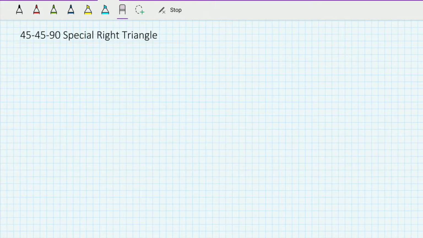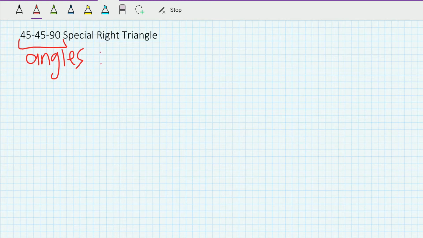This video is going to talk about one of the special right triangles that you need to know, called the 45, 45, 90. One thing I really want to note first is these are angles, okay? So these are angles in a triangle. Whenever you say 45, 45, 90, you can assume already that two of the angles are 45 and one of them is 90.